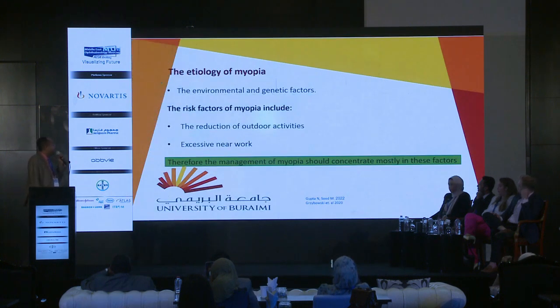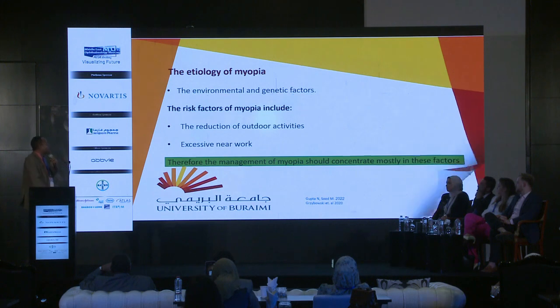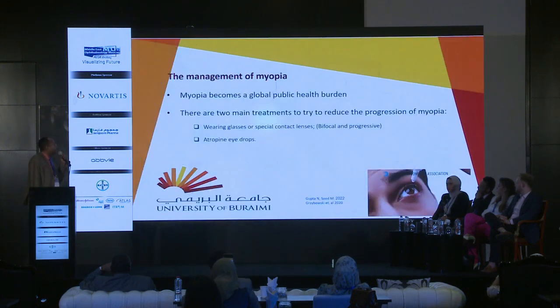The etiology of myopia: there are two main etiologies, environmental and genetic factors. The risk factors of myopia include the reduction of outdoor activities, as in this time there is less outdoor activity and children spend more time indoors in front of a tablet. Also excessive near work, school work, or maybe playing. Therefore, the management of myopia should concentrate mostly on these two factors. The management of myopia has become a global public health burden, because as we know, myopia is like a pandemic now, okay? Not like refractive errors as before.